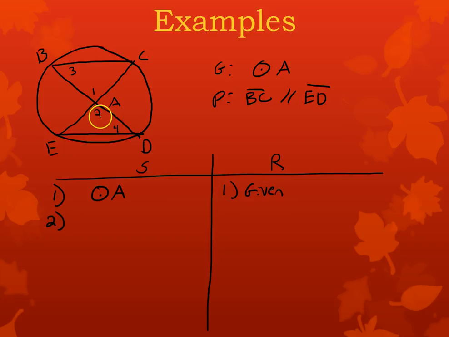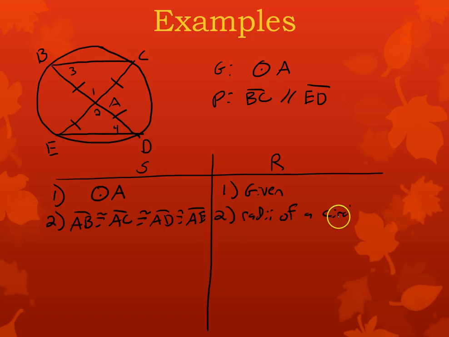Now, if we have a circle, that means that all the sides right here, AB, AC, AD, AE, anywhere that goes from the center to the edge of the circle, are all radii, and therefore congruent. So AB is congruent to AC, which is congruent to AD, which is congruent to AE. Radii of a circle are congruent. We also have our 2 vertical angles, angles 1 and 2. They are congruent.